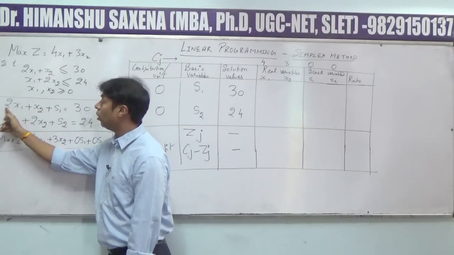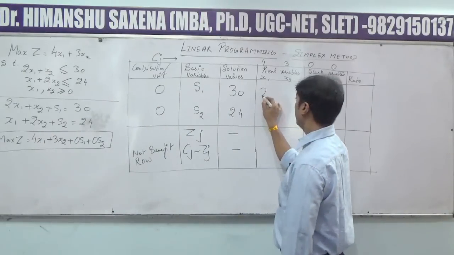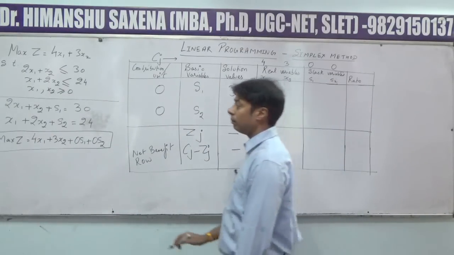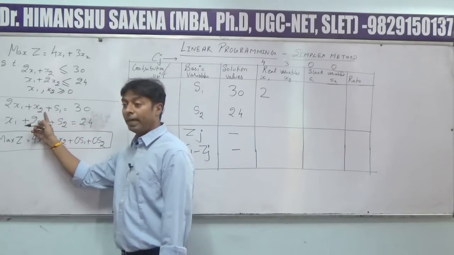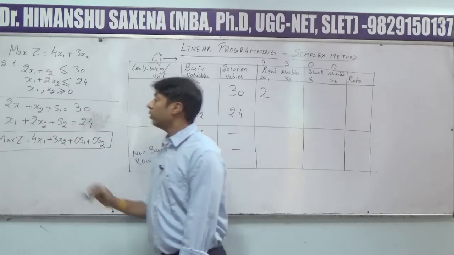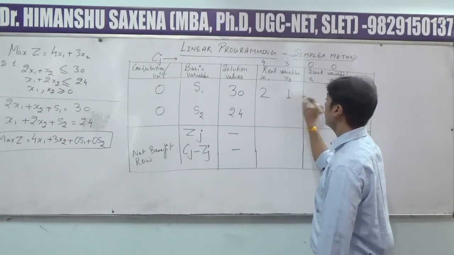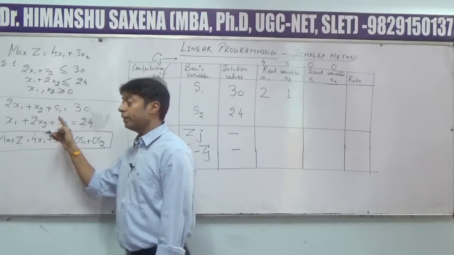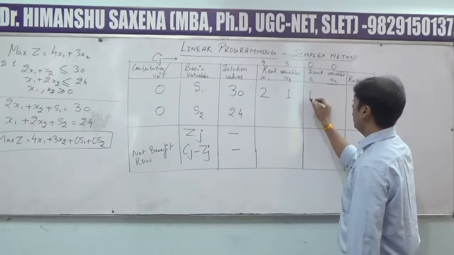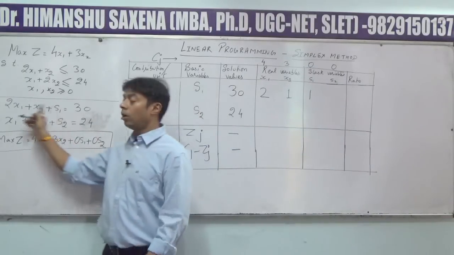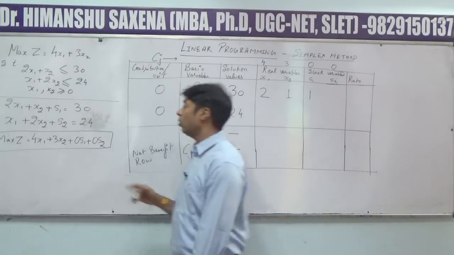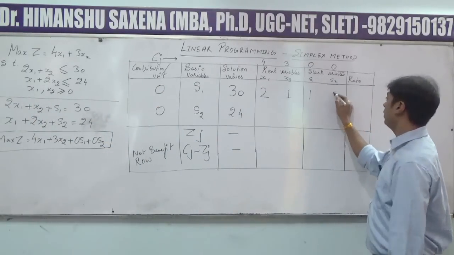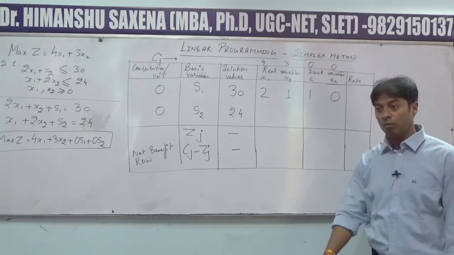The coefficient of x1 in the first equation is 2. The coefficient of x2 in this first equation is 1. Similarly, s1 also has the coefficient 1, and since s2 is not there, the coefficient will be represented by 0.